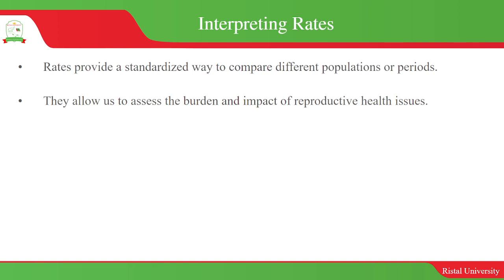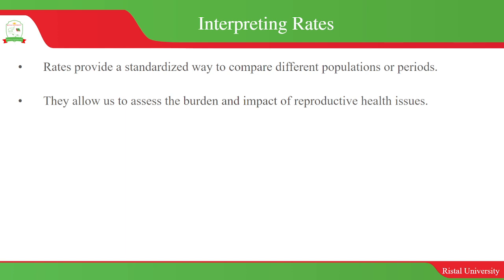So if you say that for every 10 patients that visit the hospital, 3 have HIV, and then you have another population where for every 10 patients that visit the health facility, 1 has HIV, you can understand that the rate is higher in the first one compared to the latter one.